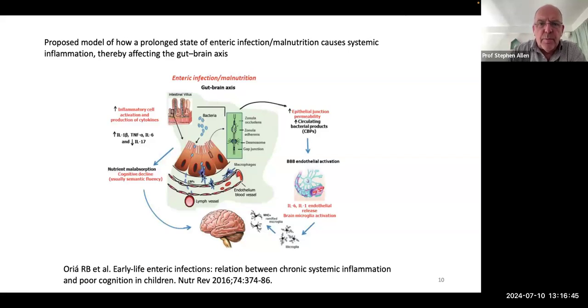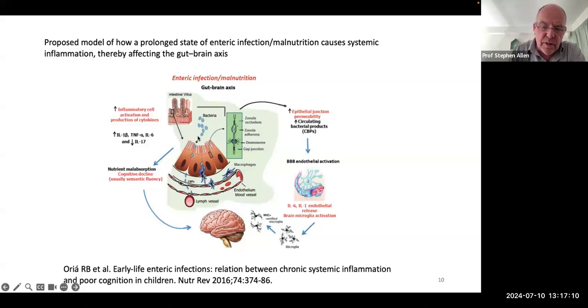And then to take that even further, and thanks to UKRI for finding this very good picture, this is a proposed model of how the gut enteric infection, malnutrition, causes systemic inflammation and therefore affects the brain through the gut-brain axis. So this is a hypothesized mechanism. I don't think anybody knows how systemic inflammation leads to these long-term adverse outcomes, but it's probably along these lines in here, particularly for the brain.